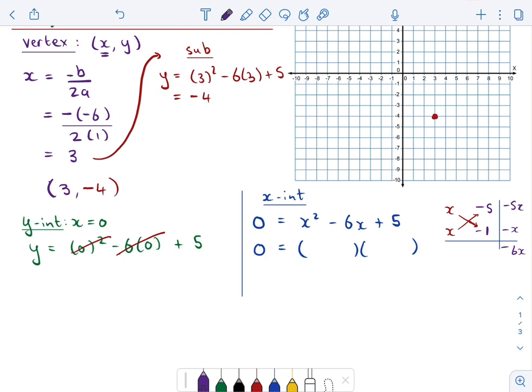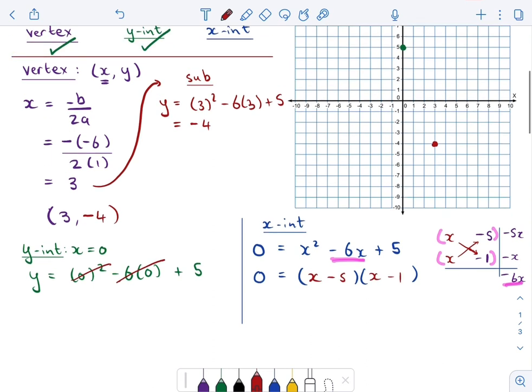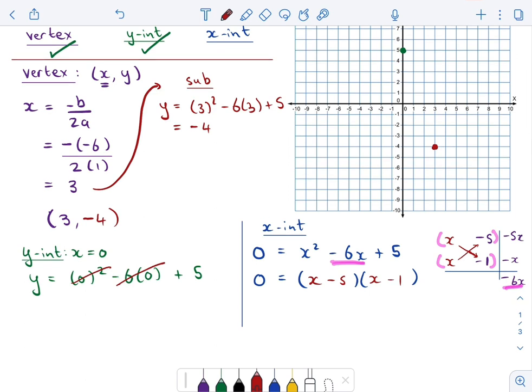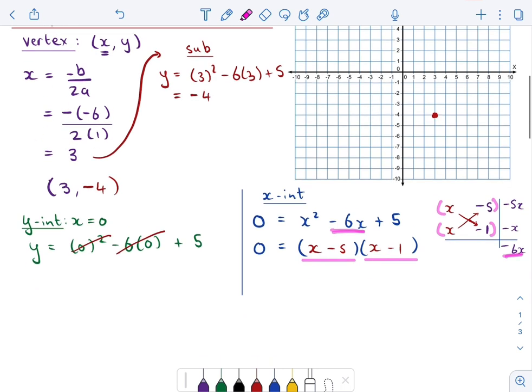Now, if that works out, which it does, I check that the middle term is the same, and I know that these two things will be my brackets. So in the brackets I have x minus 5 and x minus 1. Now we have to solve for x. If I have a bracket multiplied by another bracket, and that is equal to 0, that means one or both of those brackets should be 0 for the equation to be true. Therefore, x minus 5 should be equal to 0, or x minus 1 should be equal to 0.